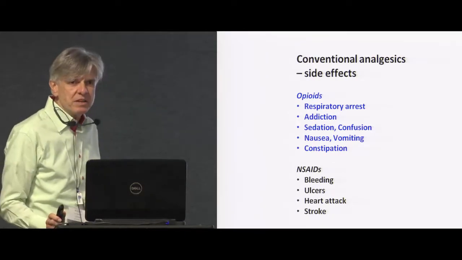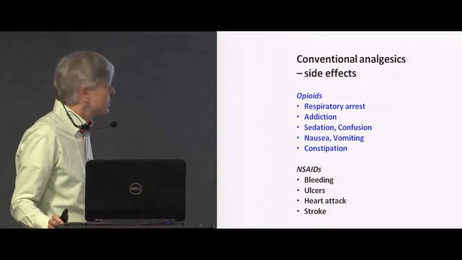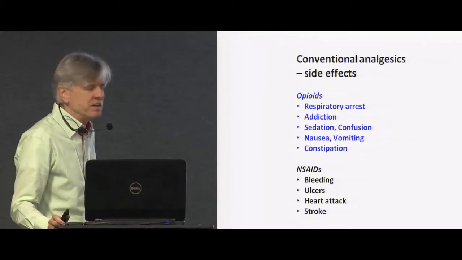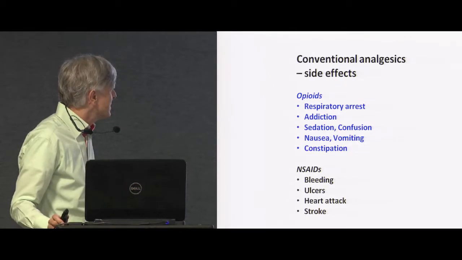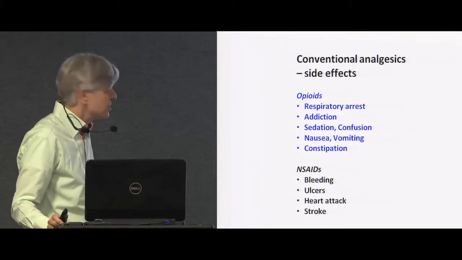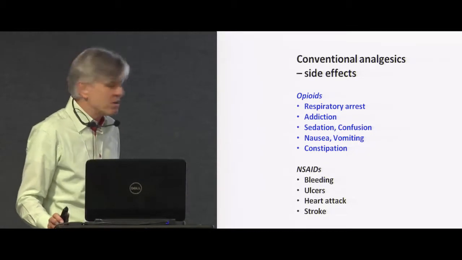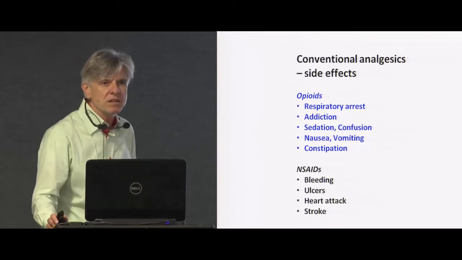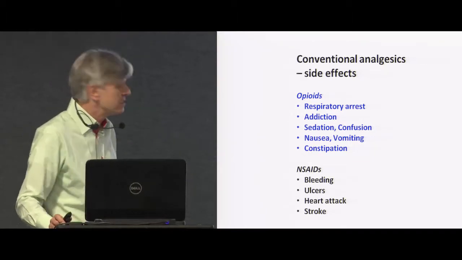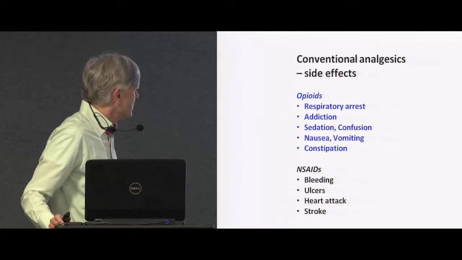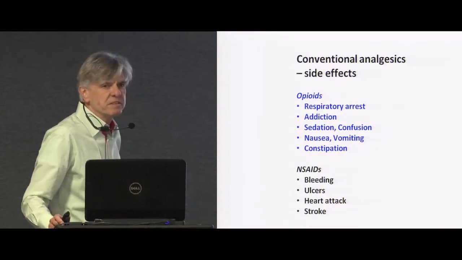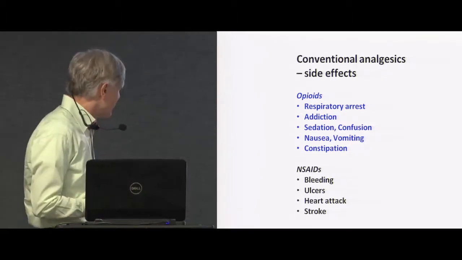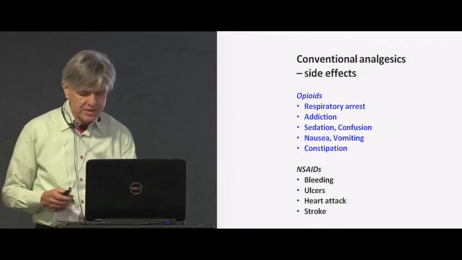The reason we study peripheral effects of opioids is, of course, because of all the side effects that are produced that everybody knows: respiratory arrest, addiction, sedation, nausea, vomiting, constipation. And of course, the alternative drug class that we have for clinical use are the non-steroidal analgesics like ibuprofen and related compounds, but they also have very dangerous side effects such as gastrointestinal bleeding, ulcers, even heart attacks and stroke.